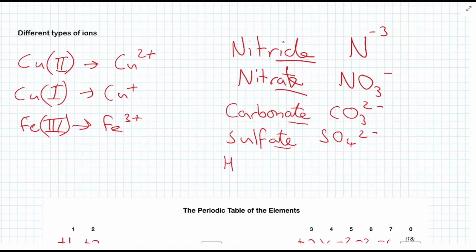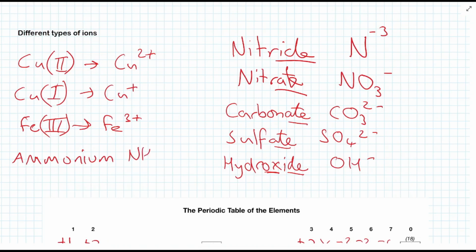One of them is called hydroxide. Now it's got an IDE ending because it's actually got the oxygen already mentioned in it. It's OH-. And the other one is the ammonium ion, NH4+. And a good way of remembering that this is a positive ion is it's got the ium ending like a lot of the metals do, and the metals form positive ions.